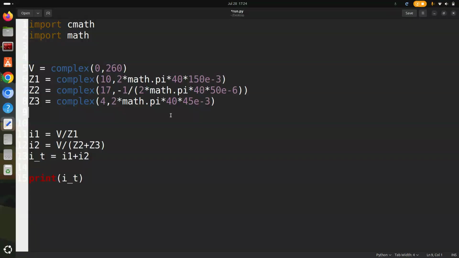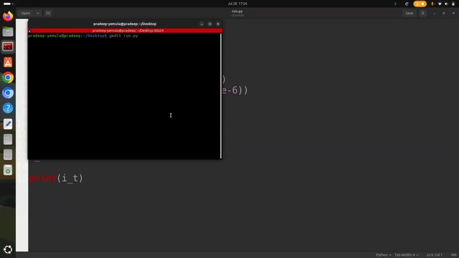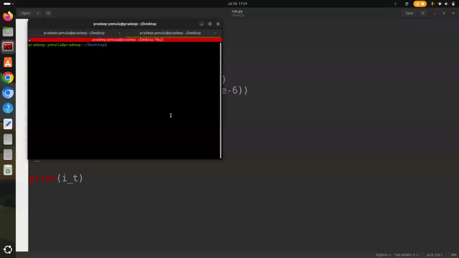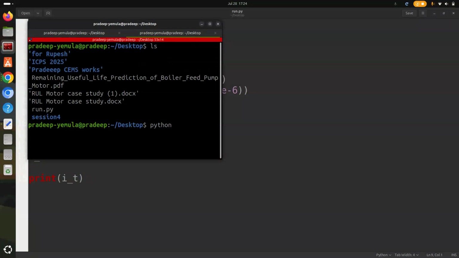Now, I think everything is defined. So I simply have to run this program and I get the answer. As simple as that. So let us run this program and get the answer. I saved this and go back to my terminal. I'll open another terminal. Yes, run is there. Let's increase the font here. Python 3 run.py. Okay, so I got the answer 2.9 plus j 2.779.